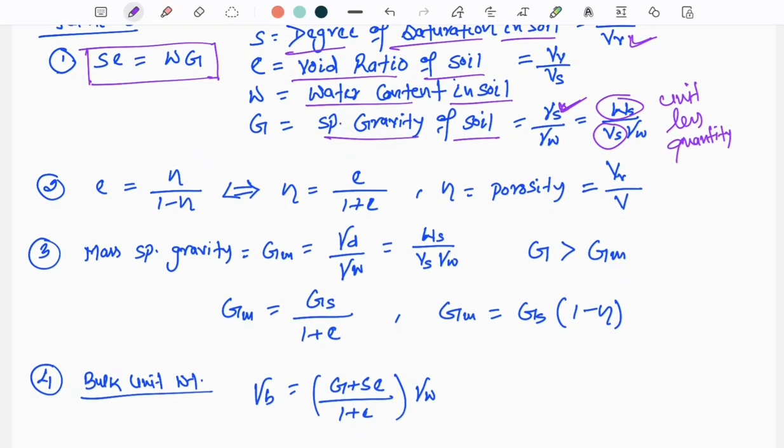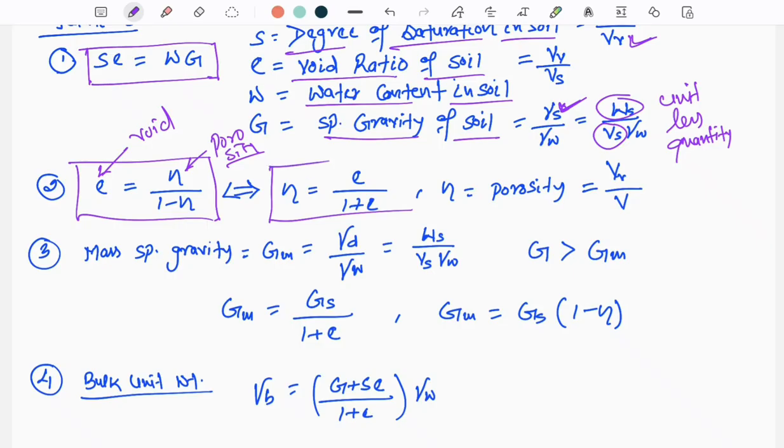Now there is a relation between void ratio and porosity. So void ratio is equal to n divided by 1 minus n. Void ratio is designated by e, and n is the porosity. So there is also a relationship between porosity and void ratio, that is n is equal to e upon 1 plus e. There are so many questions based on this relationship.